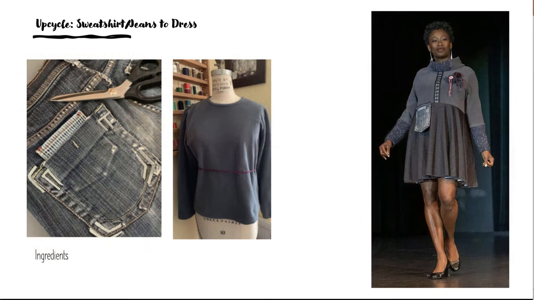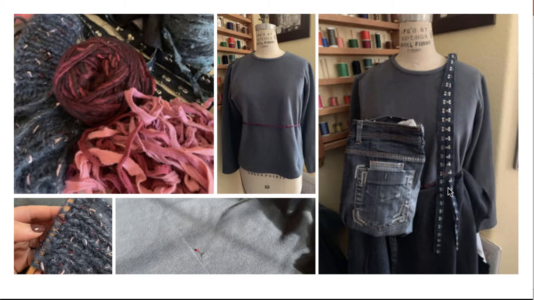The second project is a redo of a sweatshirt, and I also brought in a pair of jeans, particularly for the pockets. So basically, you can see the dress here. This is the finished project, but let's look at it along the way. On the dress form, I'm planning out where I want to cut. I pulled different media that I wanted to use. I have trims, I have yarn, so I'm just pulling all my ingredients.